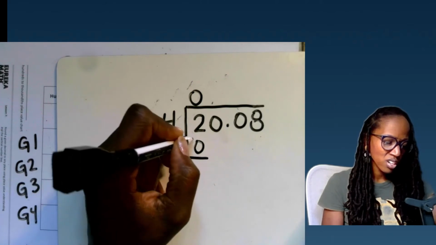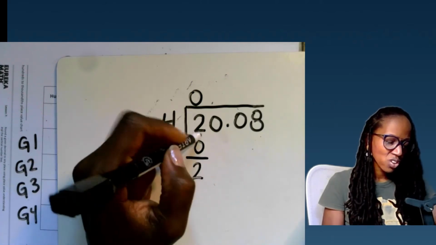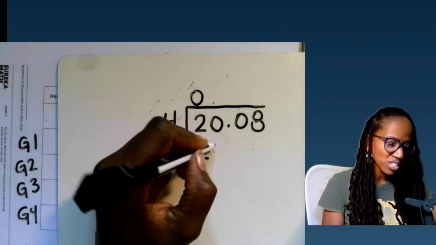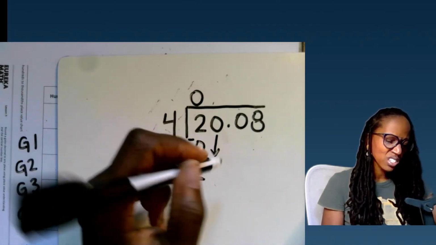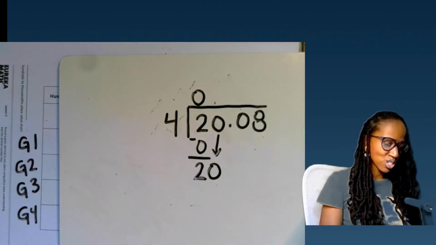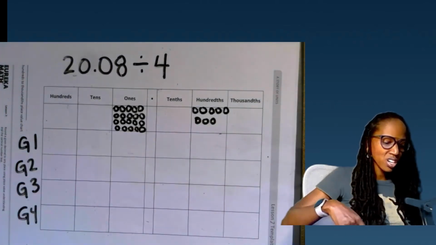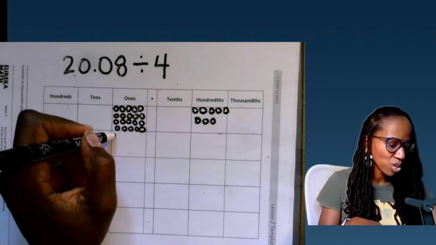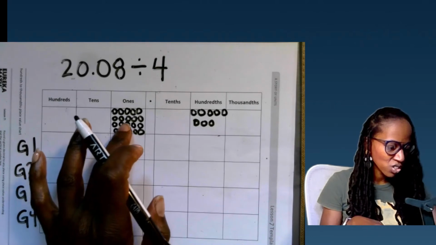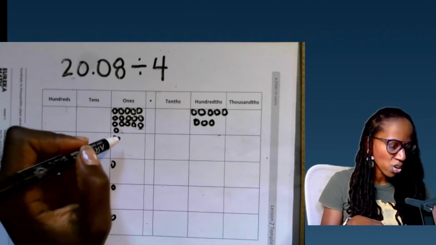So I'm going to go ahead and subtract. So now I have those 2 tens remaining, and remember I unbundled them, so I'm going to represent that by bringing down my 0 in the ones place. So now I have 20 ones to share. So let's see now how many ones I can share evenly. I'm going to go ahead and begin sharing to my 4 groups. And I'll just subtract 4 or erase 4 every time I share.